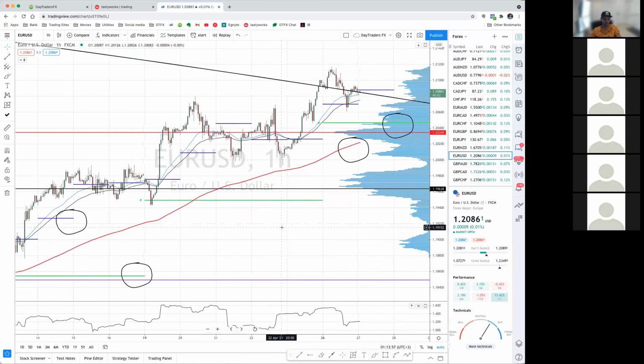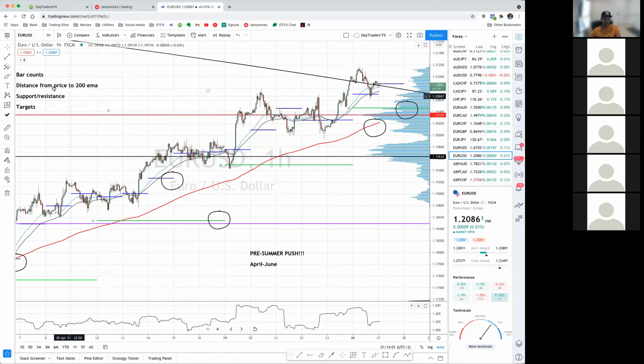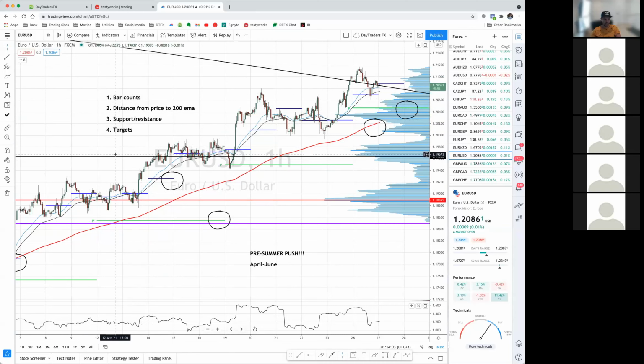So when we look at something like this, we say, okay, here's the euro dollar, which is giving us some good bar counts, right? We're creeping up on the 400. At this point, I don't care about the bar count anymore, right? I'm saying, okay, it's high enough. It's 360 on an hourly chart. Totally fine. That's what I care about.